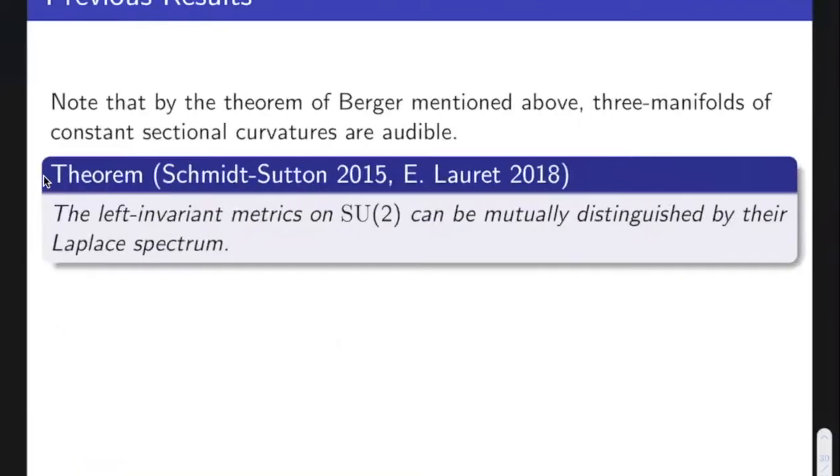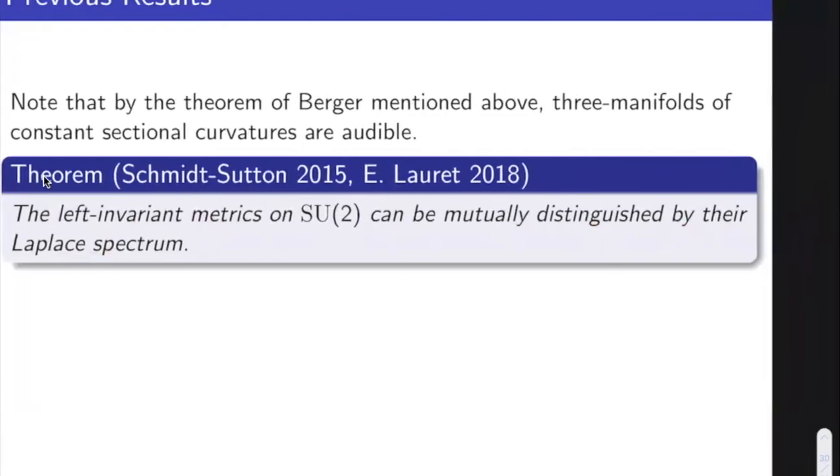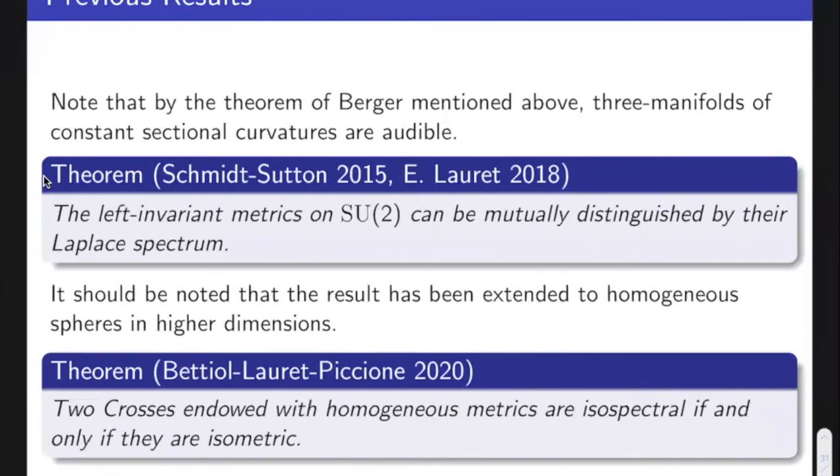Here I'd like to mention a few previously known results. In a preprint by Schmidt and Sutton and a paper by Emilio, they show that left invariant metrics on SU2 can be mutually distinguished by the Laplace spectra. I should also mention that this result was recently extended to homogeneous spheres in higher dimensions.